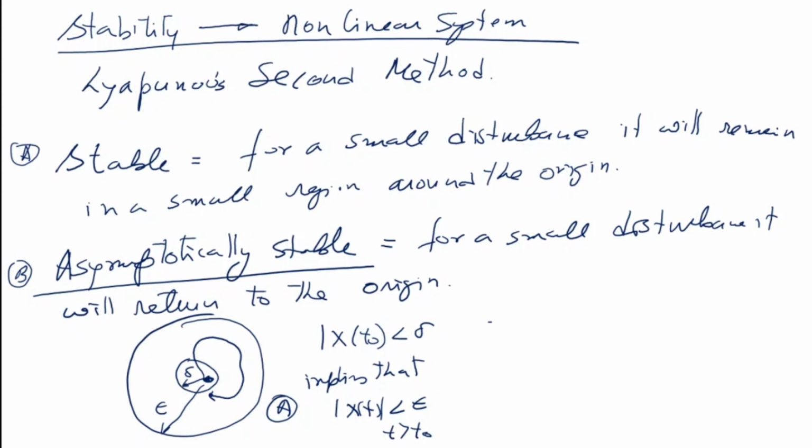So at t naught, it was at delta, a very small region around the equilibrium position, and it was disturbed, and it has gone out, it has roamed around here and there, and it has come back to a region which is very near the origin. This is what we mean by stable.